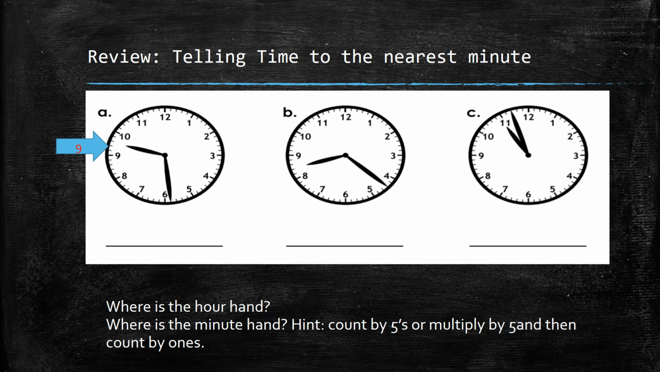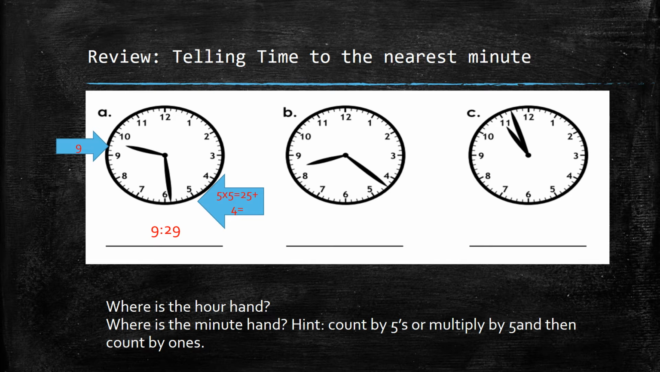Look at that minute hand. It is not quite to the 6 yet, so I'm going to count by 5 starting with 12, going to the 1, and then the 2 and so on. So 5, 10, 15, 20, 25. Then I'm going to count by ones. 1 after the 5, 2, 3, 4, making it 29. So the time is 9:29.